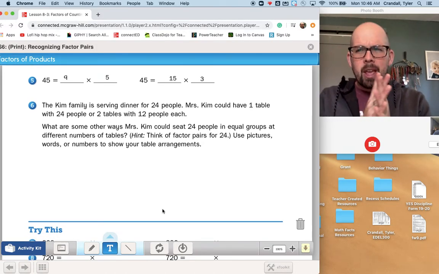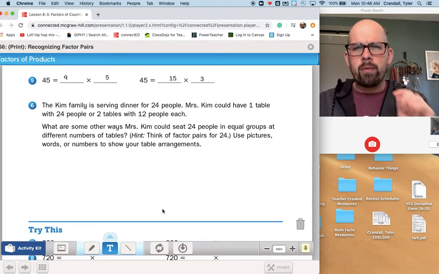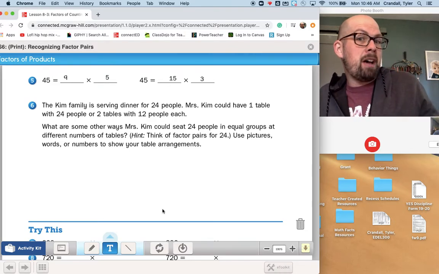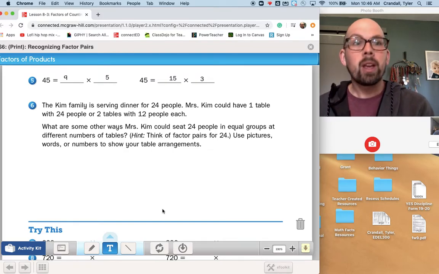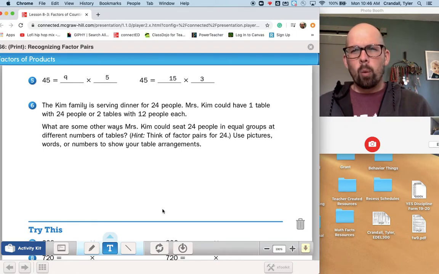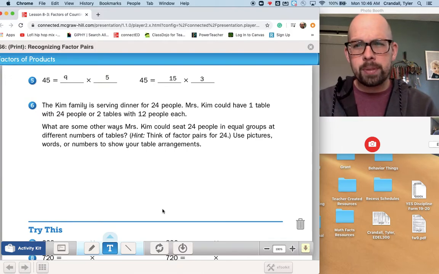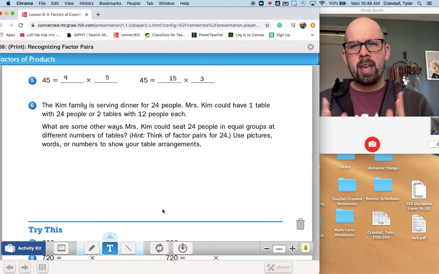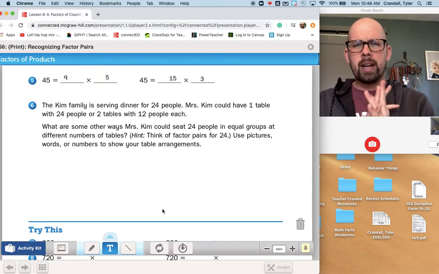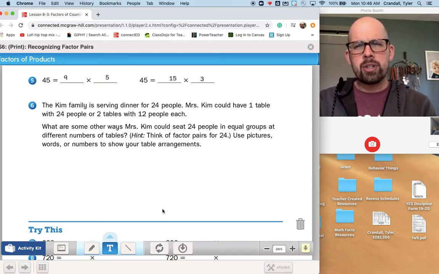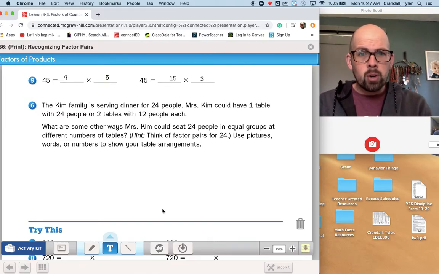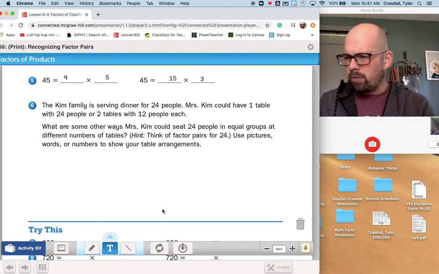It's a story problem. The Kim family is serving dinner for 24 people. Mrs. Kim could have one table with 24 people. That's a big table. Or two tables with 12 people each. Also a pretty big table. What are some other ways that Mrs. Kim could seat 24 people in equal groups at different numbers of tables? Hint, think of factor pairs for 24 and use pictures, words, or numbers to show your table arrangements. For social distancing, you might want to do 24 tables with just one at each table. But that doesn't sound like very much fun.